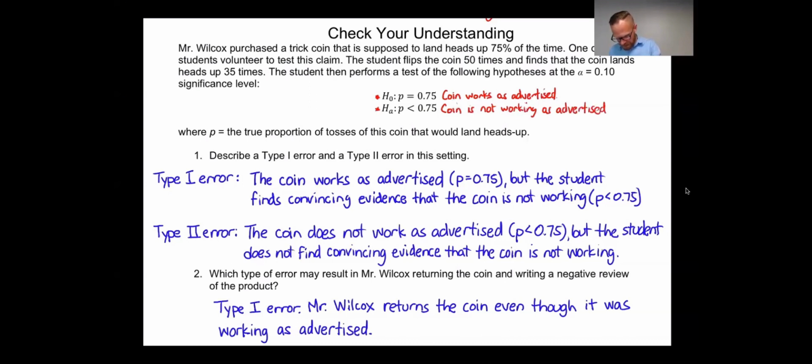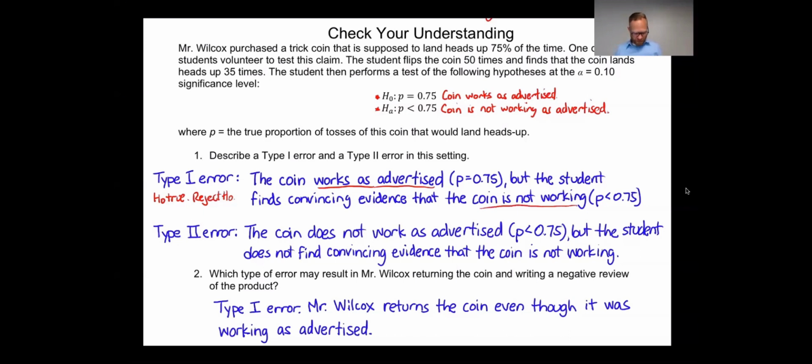So let's look at question number 1 to describe a type 1 error and a type 2 error. Well, remember, for a type 1 error, the null hypothesis is true, and we've made a mistake and we've rejected the null hypothesis. So we start by giving the truth, and the truth is that the null is true, or the coin works as advertised. But we've made a mistake here. We've rejected the null, which means that we did find convincing evidence for the alternative. So we find convincing evidence that the coin is not working here.